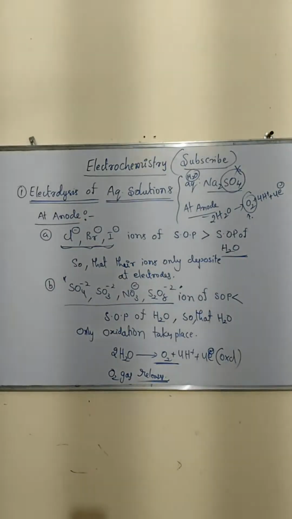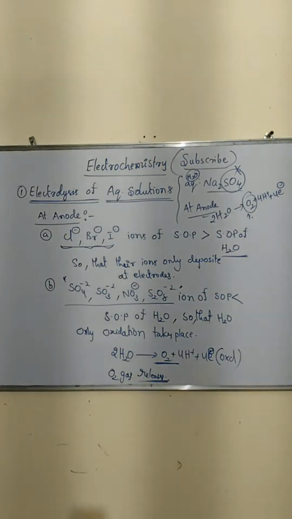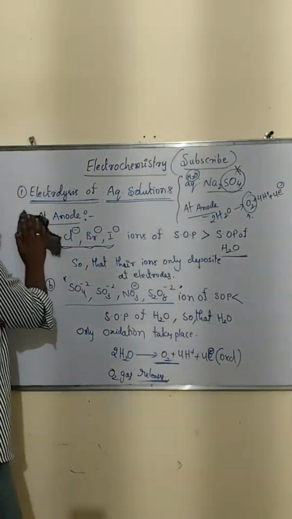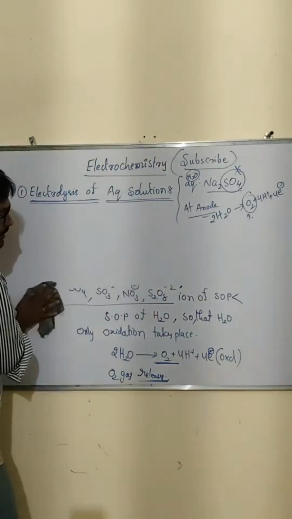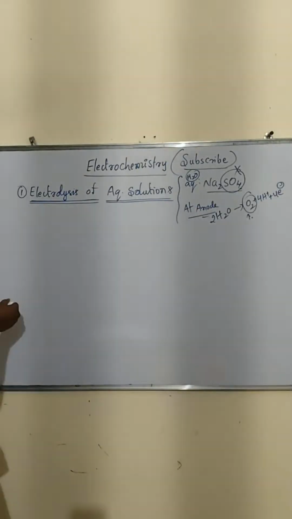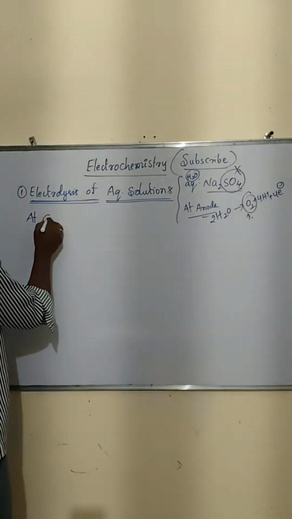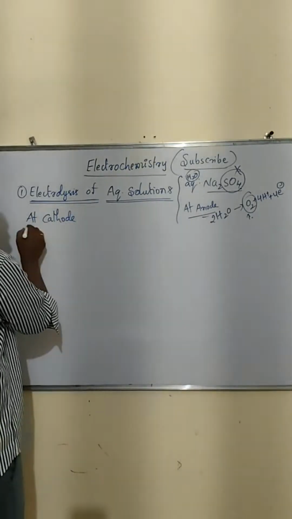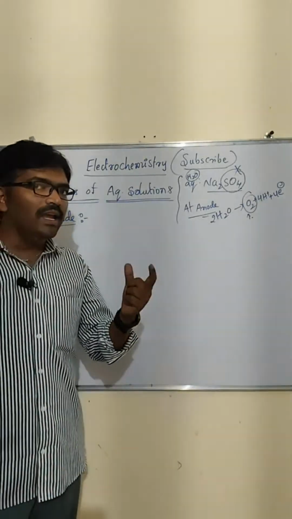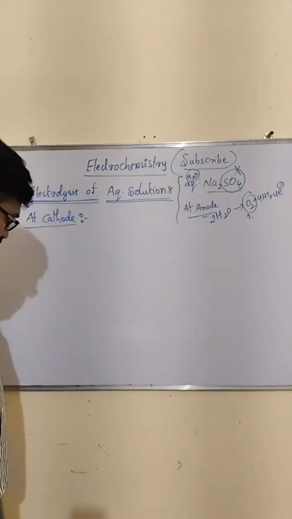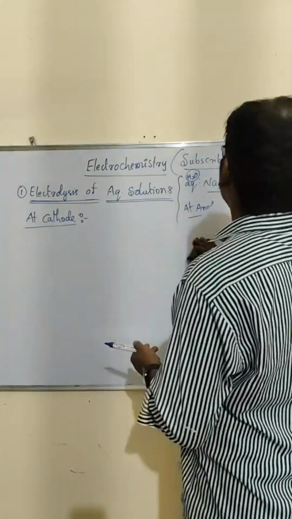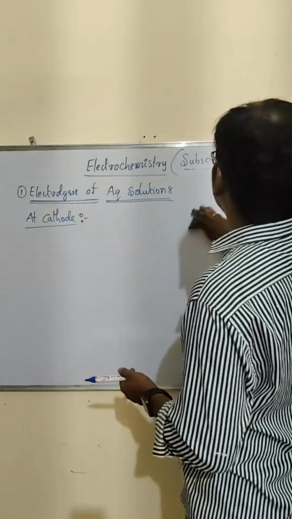నెక్స్ట్ go for the cathode. So cathode దగ్గర అయితే ఎలా ఉంటుంది? At anode we discussed. Then go for cathode. At cathode what happens? So cathode దగ్గర అయితే ఏం గుర్తుపెట్టుకోవాలి? cathode దగ్గరికి ఏ ions వస్తాయి? cations వస్తాయి. సో cations వచ్చినప్పుడు ఎలాంటి టైప్ ఆఫ్ cations డిపాజిట్ అవుతాయి, ఎలాంటి టైప్ ఆఫ్ cations డిపాజిట్ అవ్వవు?